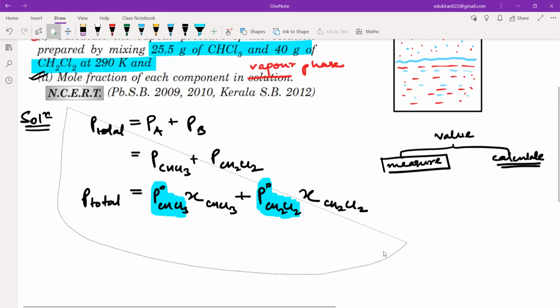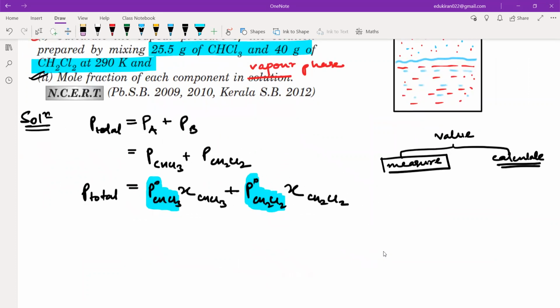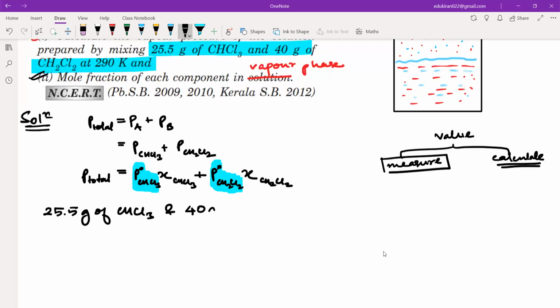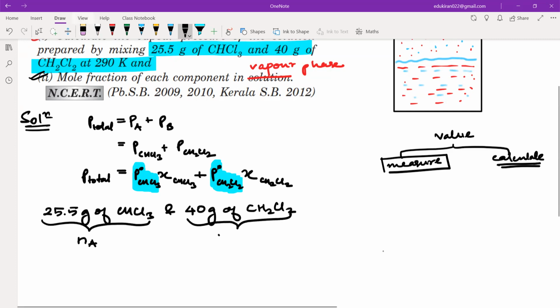First of all, I will decrease the size of this. Now there is no need to write. Please listen very carefully: we have 25.5 grams of CHCl3, and we are mixing 40 grams of CH2Cl2. From this we are going to get the number of moles of A, and from here the number of moles of B. Let us write it as number of moles of CHCl3 and number of moles of CH2Cl2.